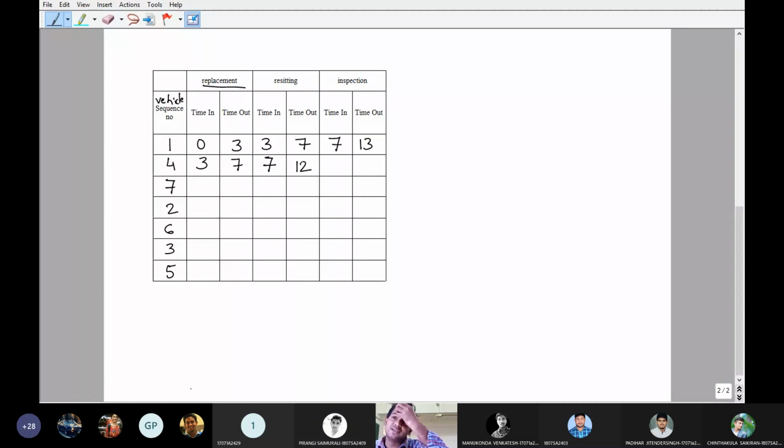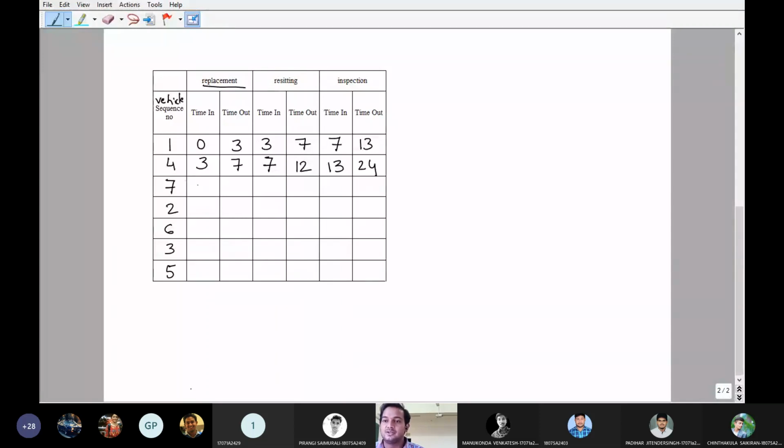Now you tell me, you can see the inspection is still going on for the first vehicle. The second setting is going for the 12 minutes. How much do we need to write here? 13. If you make a mistake here, it goes completely wrong. You have to write the 13 because up to 13 minutes the vehicle is going to be in inspection. Now, how much is it taking for the vehicle 4? 11. You need to write the 13 plus 11 is 24.